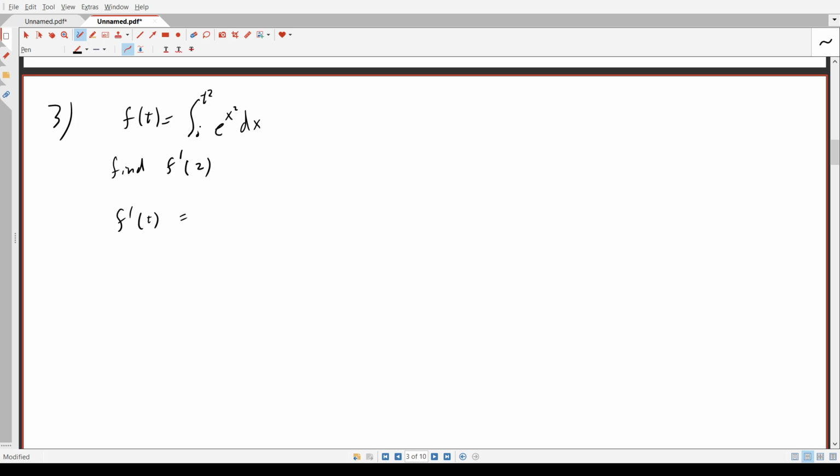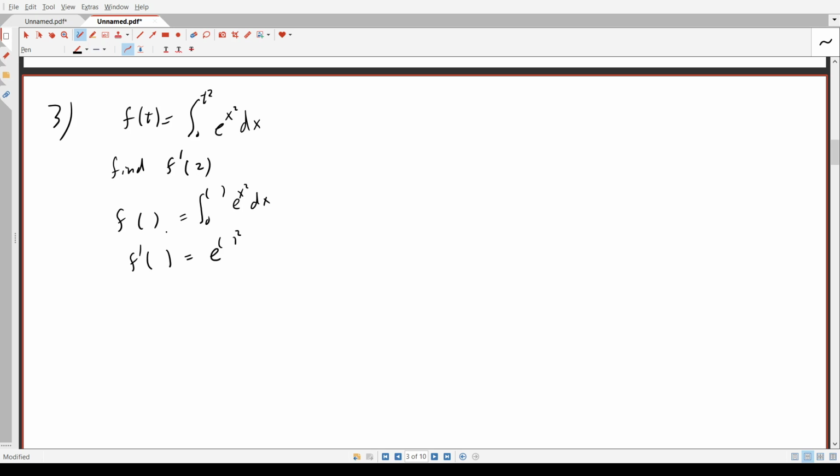So when I do the derivative of a function that looks like this, let's see. So if I erase this, from 0 to something of e to the x squared dx. Right, so when I do the derivative of something that looks like this, what I get is that f prime of whatever is equal to e to the whatever squared.